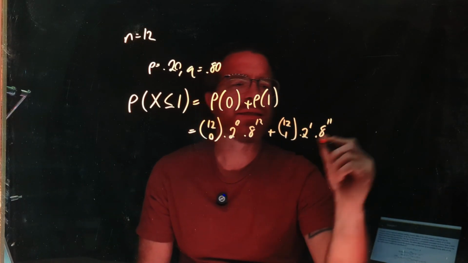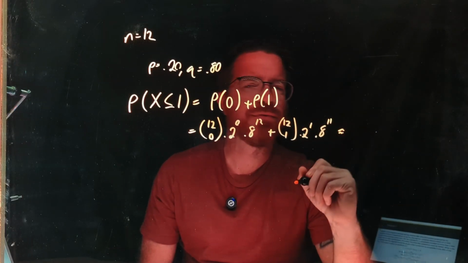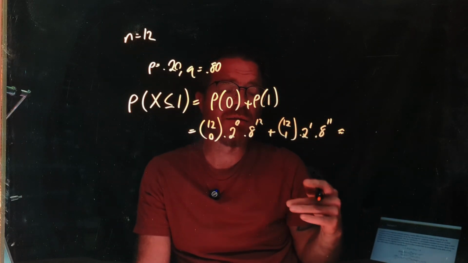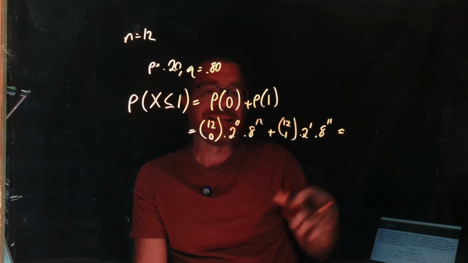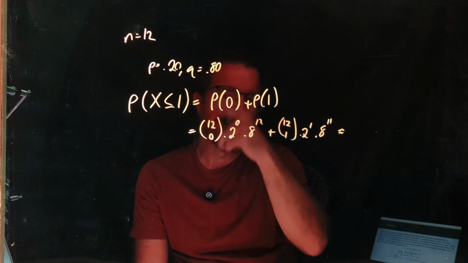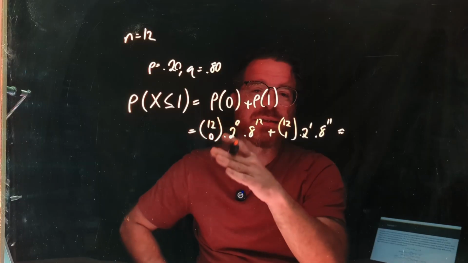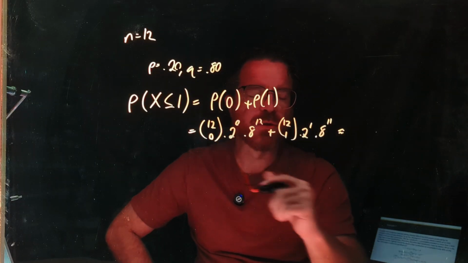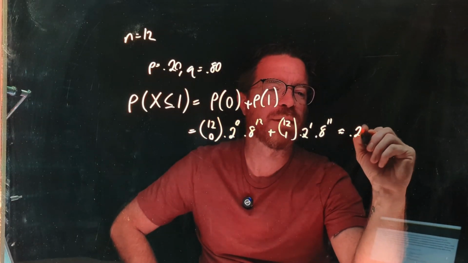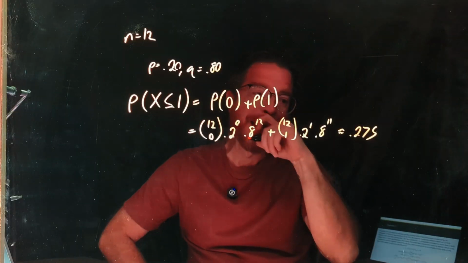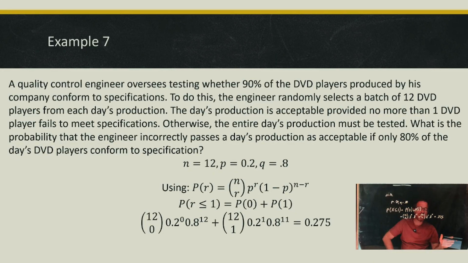And then when you calculate this, you will find that the probability that this engineer would accept the entire day's batch, and we don't have to go test them all, or the probability of finding less than or equal to 1 faulty products, is going to be 0.275. So that means that the engineer doing this is only likely to actually accept the batch, without having to test all of it, about 27.5% of the time.